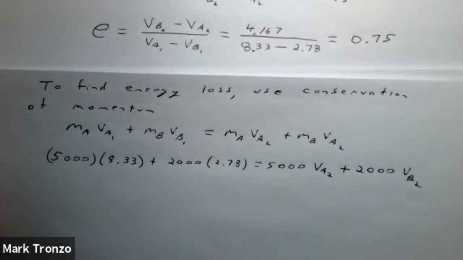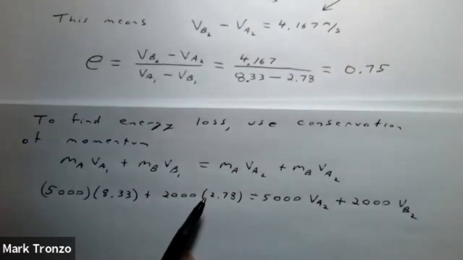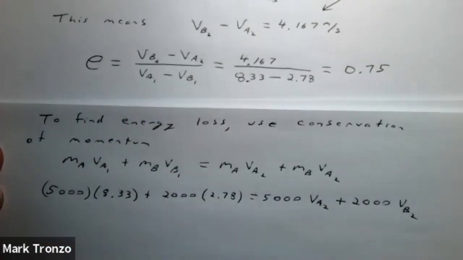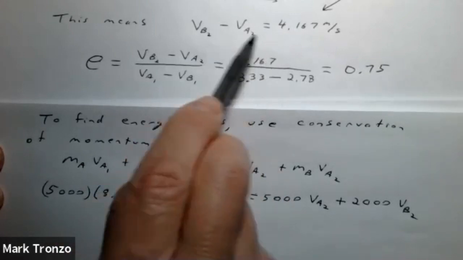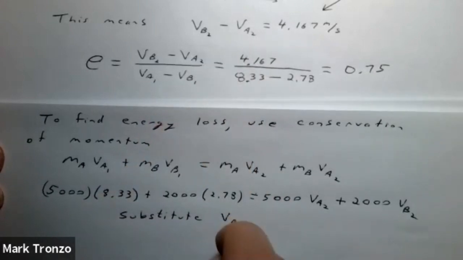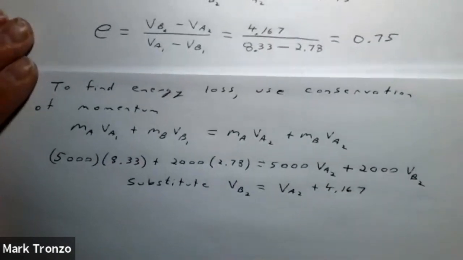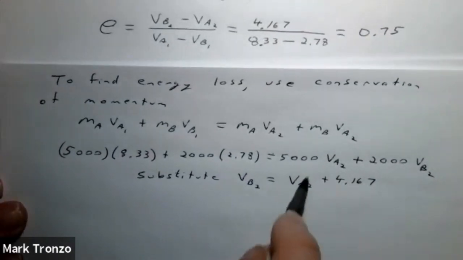And let's see, then what we're going to have to do is substitute what we had before. We had that VB2 minus VA2 is this value. So use this up here, and you could solve this for VB2. Substitute VB2 equals VA2 plus 4.167. And in other words, we'll substitute that up here.